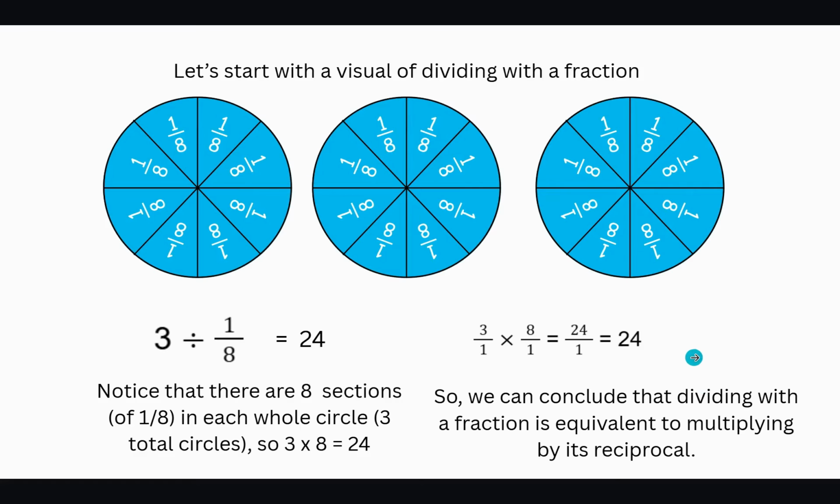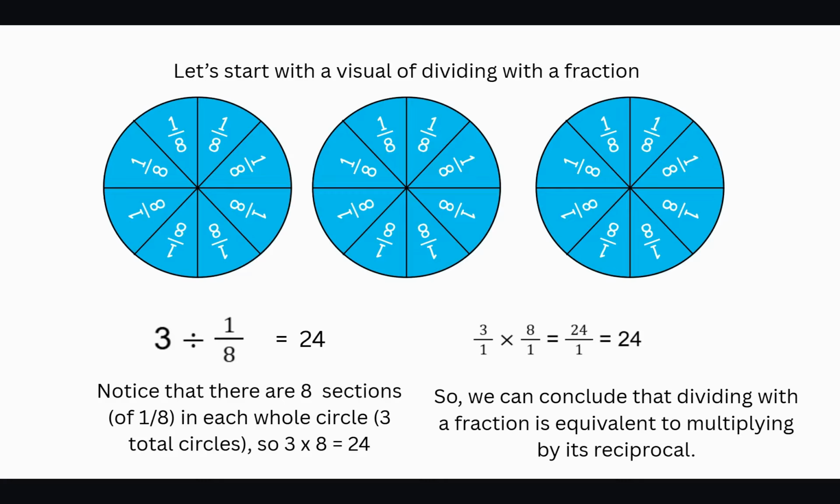If you look at the second problem that I have on here, we can see that I rewrote this problem by saying that I have 3 over 1 times 8 over 1 equals 24 over 1, which equals 24. And what I'm demonstrating there is that if we took our original problem where I'm saying how many 1/8ths are in 3, or 3 divided by 1/8, if I took that 3 and multiplied it by the number of pieces in each one, which is 8, I can see that I get my total 24.